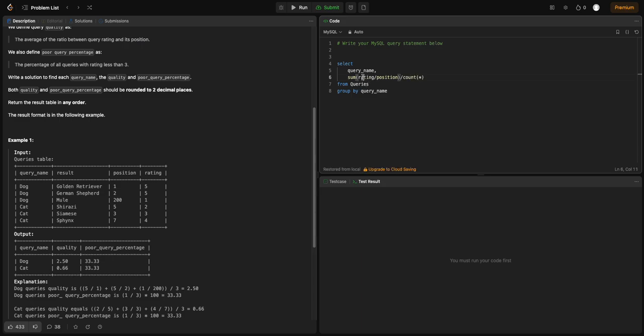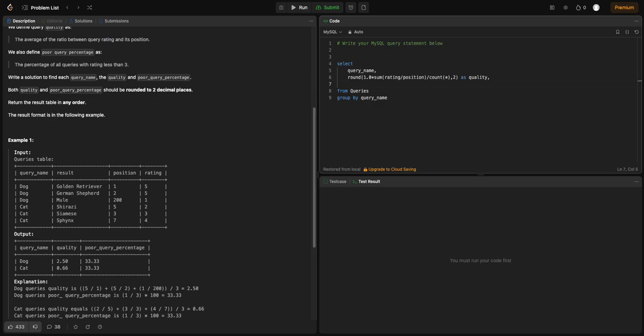So we are aggregating the rating by position and then dividing that by the total count. To avoid any integer division issues, I'm going to multiply it by 1.0, and let's round this off to 2 decimal places, since that is what is expected in the desired output. I'm going to alias this as quality, and the next column that we want is the poor query percentage.